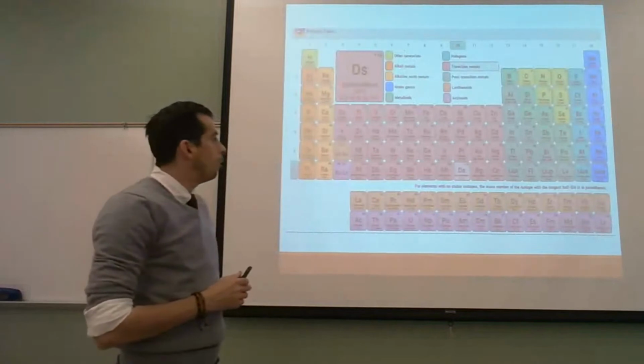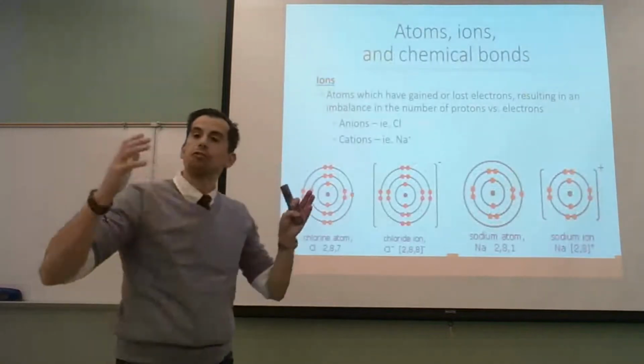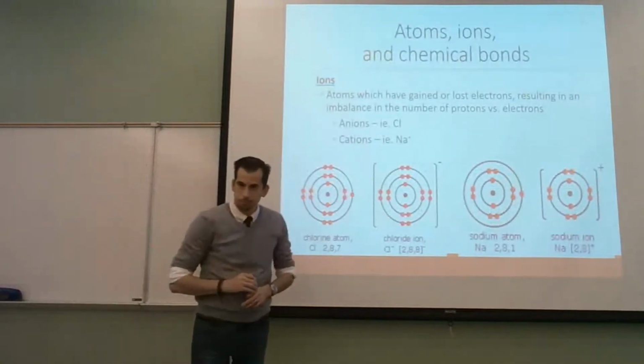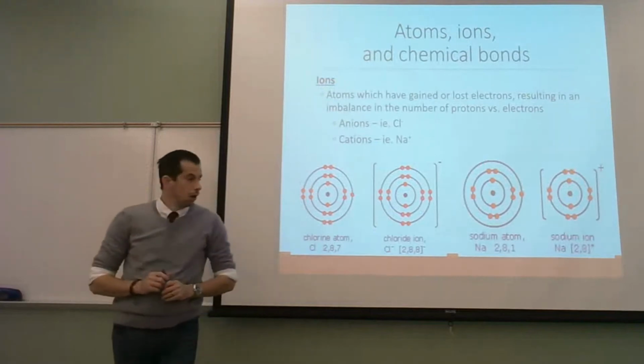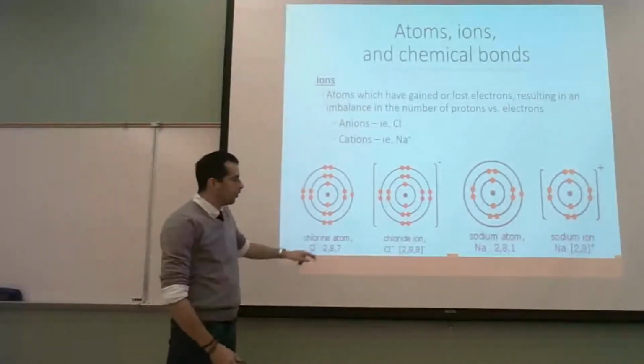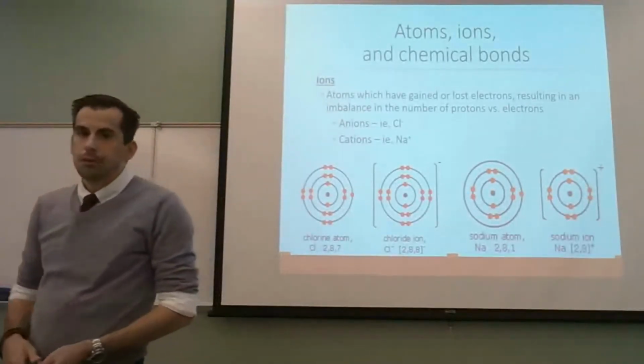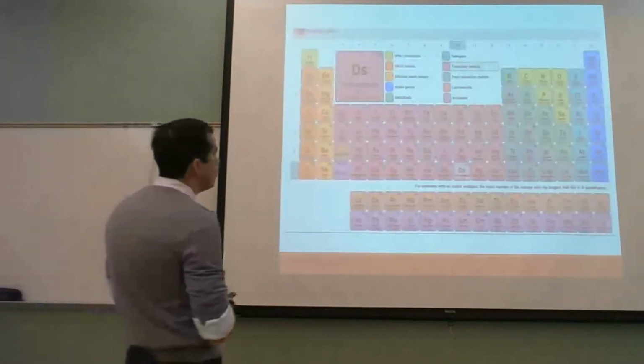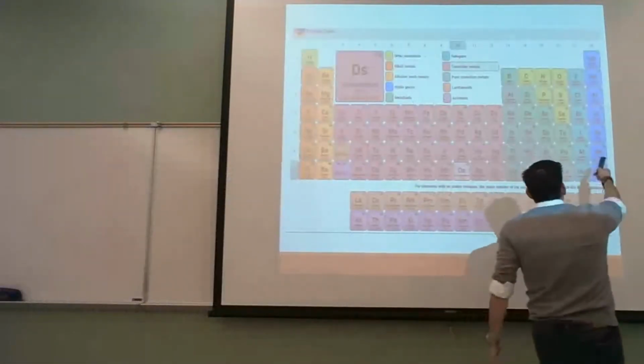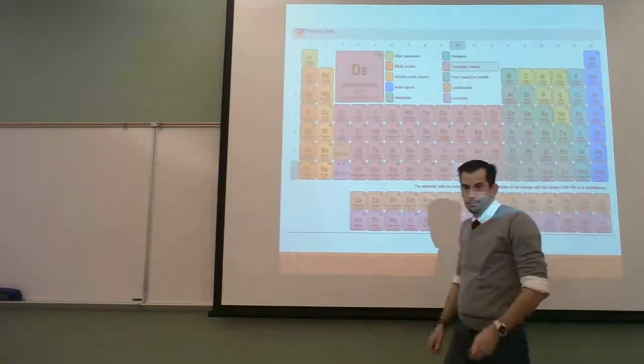An atom is always going to strive to have a full outer layer. So let's look at chlorine. Chlorine is an element that we see in the periodic table over here.